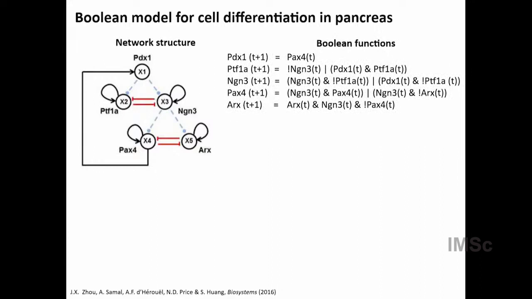Associated with each of these nodes is also a Boolean expression. So what does the Boolean expression do? It is the combinatorial regulatory logic at each node, which essentially tells that particular node how to evolve in time. So if you take PTF1A, at time t plus 1 it is a Boolean function of the three inputs it has.